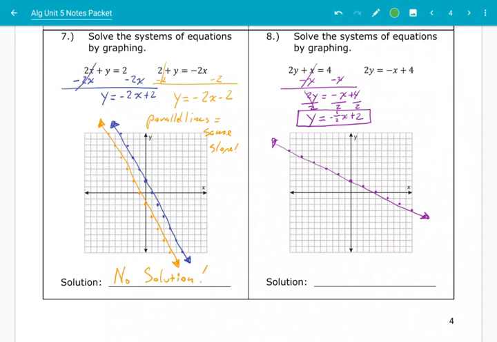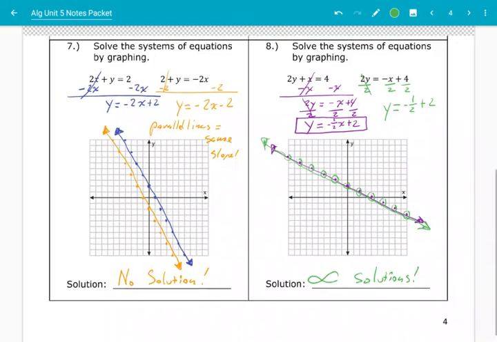Alrighty, let's do green. All we have to do is divide by 2 for this. So it gives me y equals minus 1/2 x plus 2. Well, what do we have here? We have another one with the same line. All of these points are the same. Start at 2. Same slope, same y-intercept, so it's the same line. So that means we have infinite solutions.